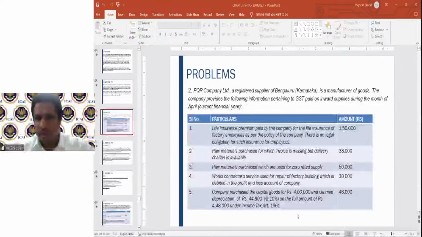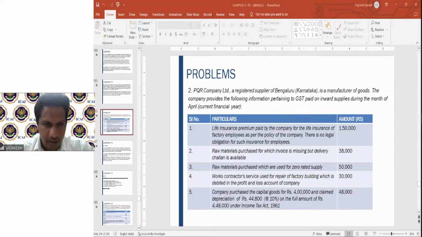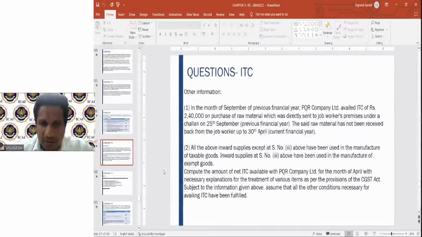Now this also is there in your study material so that you can refer to it. This basically is an illustration, page number 8.103. In the month of September of the previous financial year, PQR Limited availed ITC of rupees 2,40,000 on purchase of raw material, which was directly sent to the job worker's premises under a challan on 25th September of the previous financial year. The said raw material has not been received from the job worker up to 30th April of the current financial year.